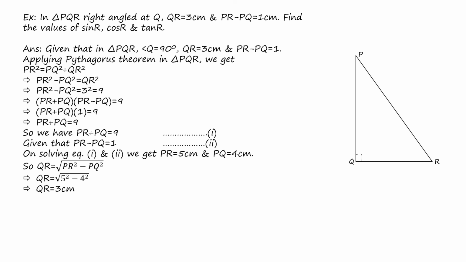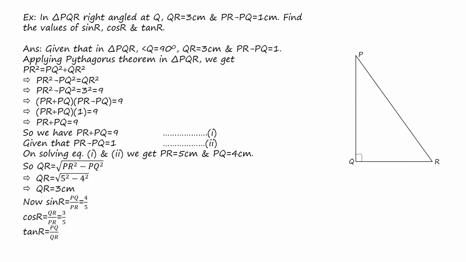Now QR is square root of PR square minus PQ square, or it is square root of 5 square minus 4 square, or QR equals 3 centimeter. So in this triangle we got all the three sides, PR, PQ and QR. So you can find the trigonometric ratios.